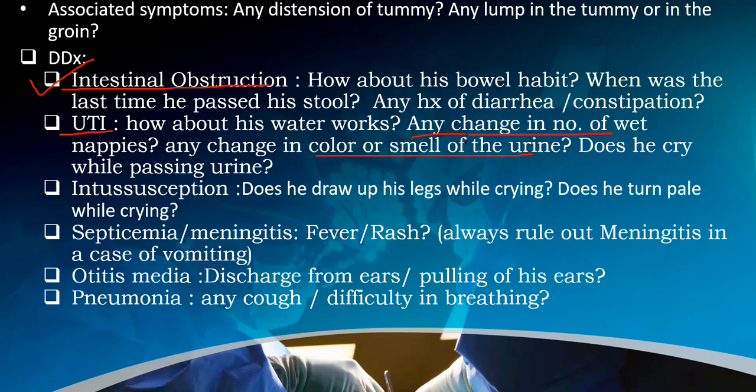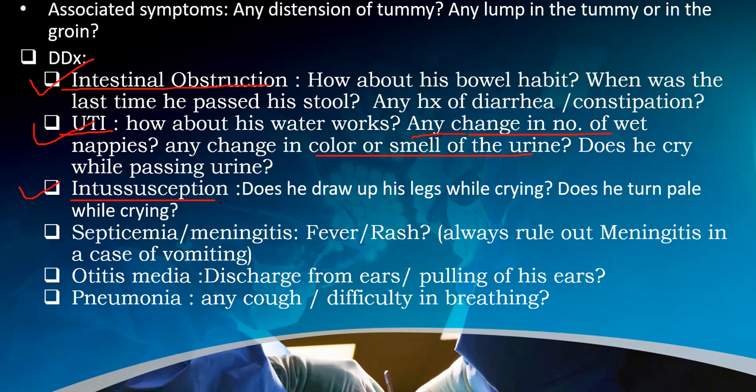Okay, so ask about the intestinal obstruction, ask about the UTI. This is very important. Remember, UTI many times presents with vomiting. Clear? So we ask about the intestinal obstruction, we ask about the UTI. Now for the intussusception, what you want to ask? So in intussusception, also child can present to you with vomiting. Now, normally the question for your intussusception is that does he draw up his legs while crying? And does he turn pale while crying?